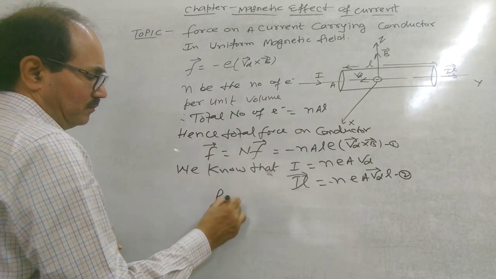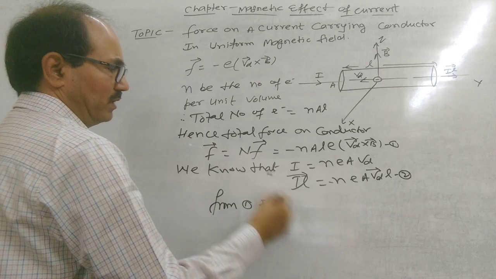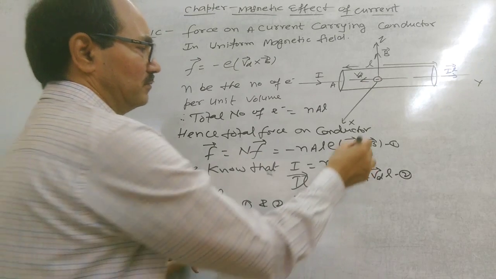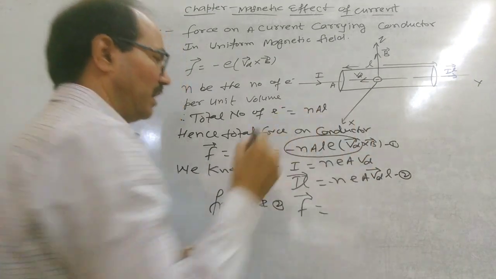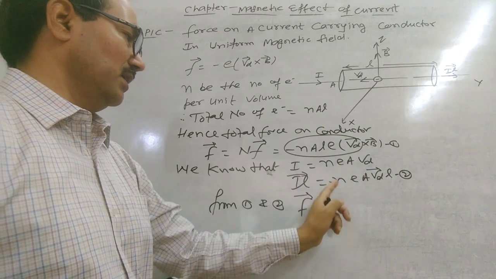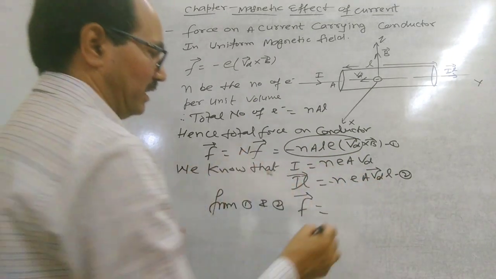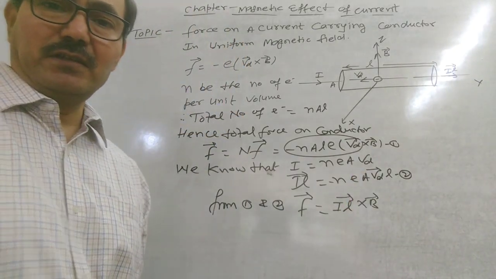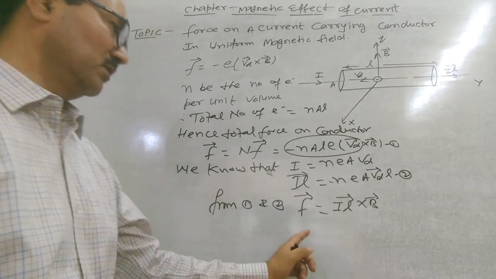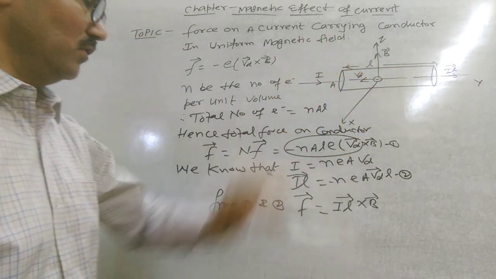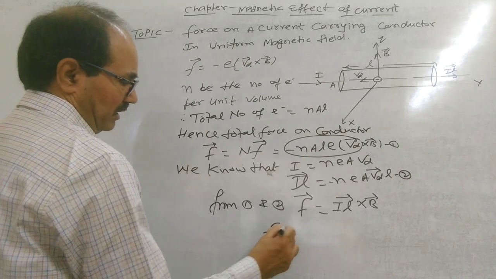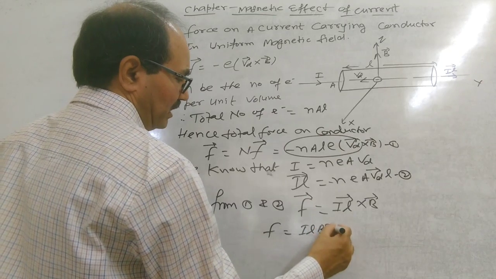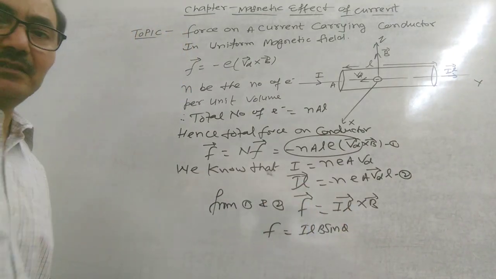Then from equation 1 and 2, this total force is equal to, n e A L Vd is equal to IL. Therefore this is IL vector cross B vector. So this is the required force on the current carrying conductor in uniform magnetic field. Now this can be written as F is equal to ILB sin theta, ठीक है.